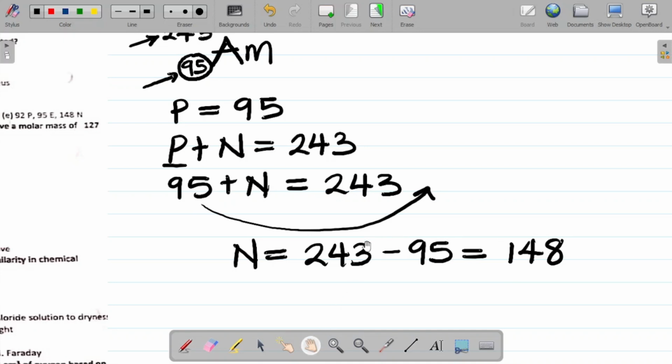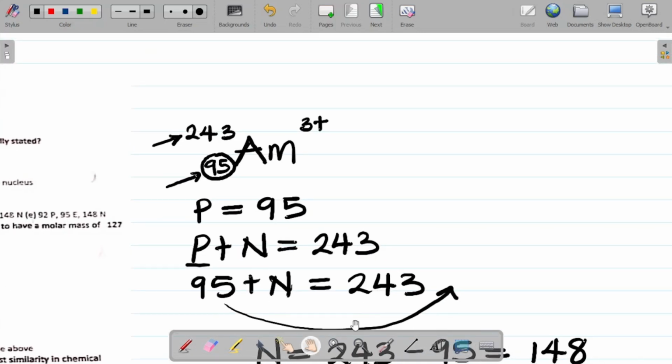Next up, I'm going to get my electrons. How do I get electrons? That's simple. To get electrons, you focus on this part here that has charges.